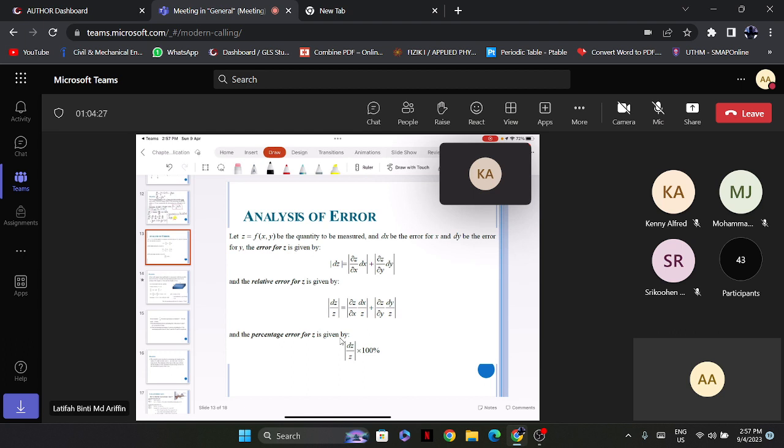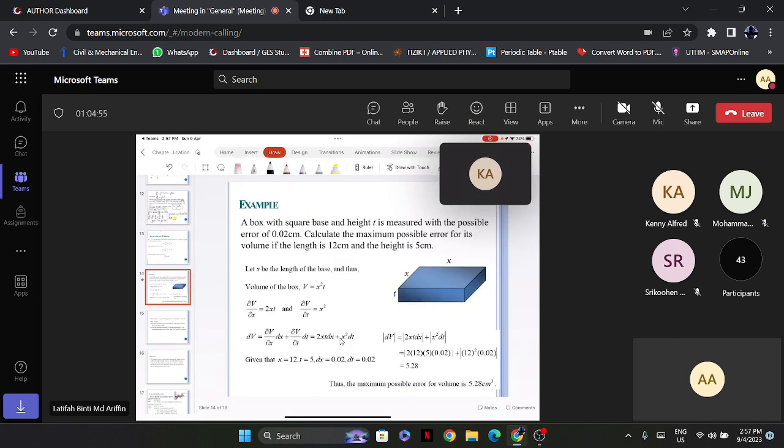And then the relative error for z is given by dz over z. So kalau tadi cuma dz, now kita bahagi dengan z untuk mendapatkan relative error for z. Meanwhile, the percentage error for z is given by the formula modulus dz over z times 100. So these are the formulas that we will use for analysis of error. Okay, so let us look at one example.